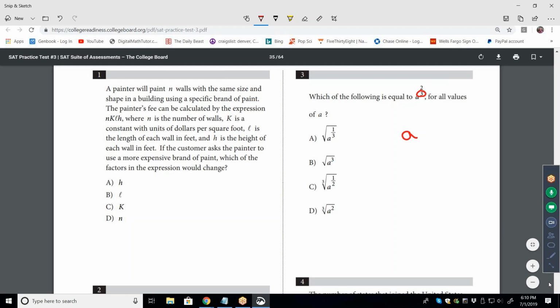In other words, a to the 1/2 equals square root of a. Okay? A to the 1/3 equals cube root of a. So what's a to the 2/3 going to equal? Third root. Perfect. Number D. Yeah. Okay.